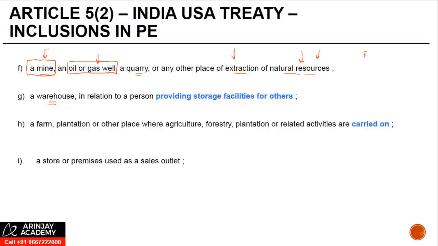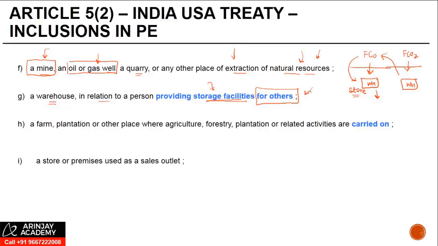So let's take an example. There are two foreign companies. One owns a warehouse which it uses to store its own goods and then deliver them to its customers. The second foreign company owns a warehouse which it provides to third parties, maybe even this FCO as well, on rental basis, because they are into the business of providing storage facilities. In such a case, the warehouse of the person providing storage facilities for others is considered as a PE, because here the act of storing is a business activity. When you are storing your own products, it may still amount to PE under a different clause, but not for the purpose of this particular clause.